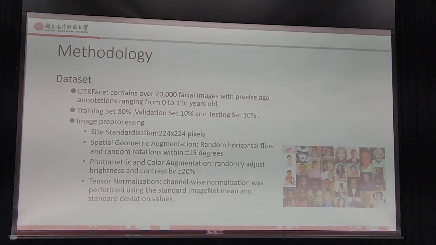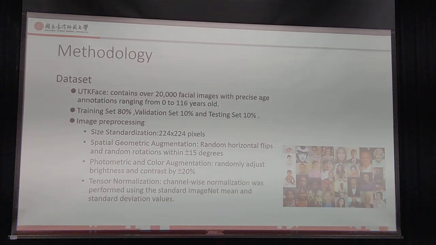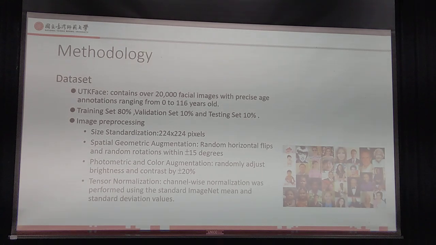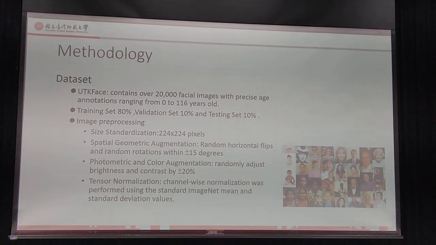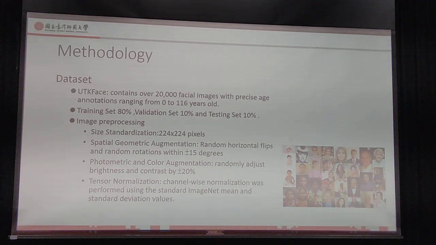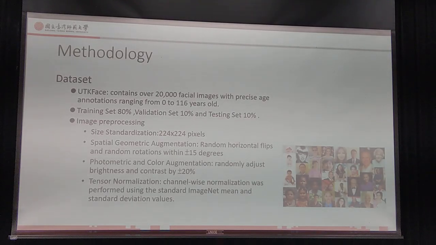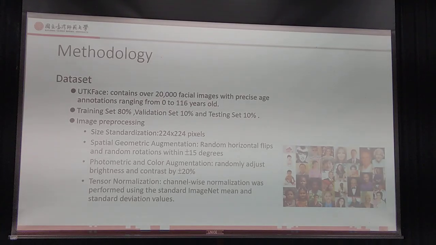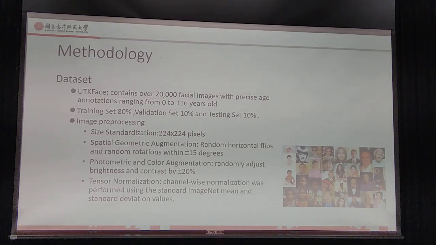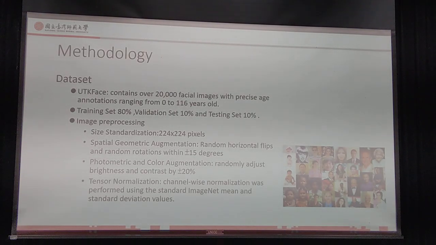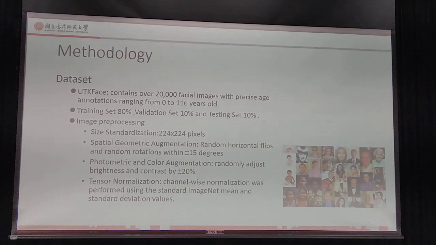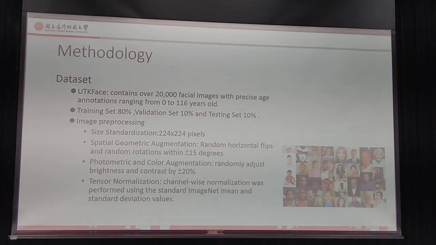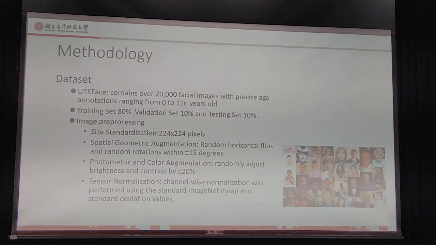For the dataset for this study, we use the UTKFace dataset. It contains over 20,000 facial images with precise age annotations ranging from 0 to 116 years old. To train and evaluate our models, we split the data into 3 sets. 80% was used for training, 10% for validation, and the remaining 10% was reserved for testing.